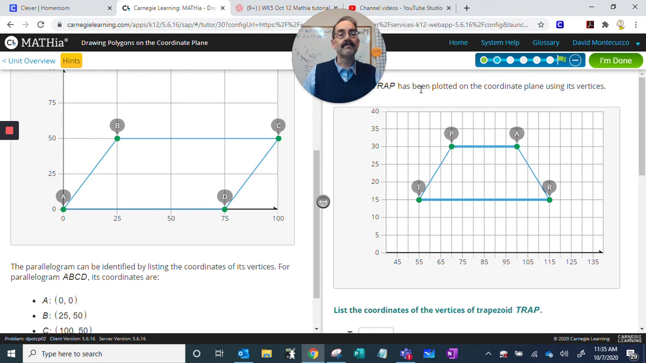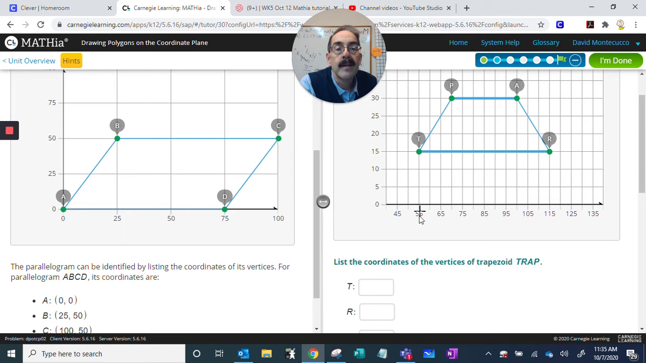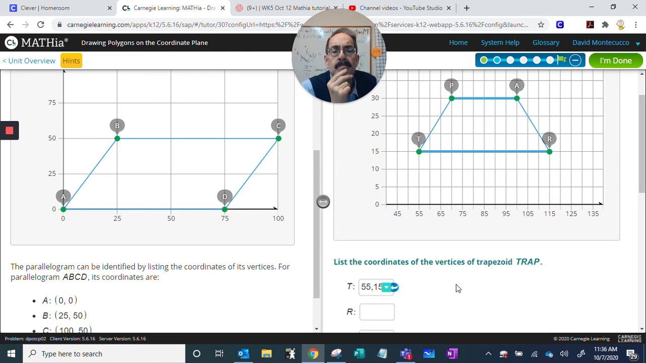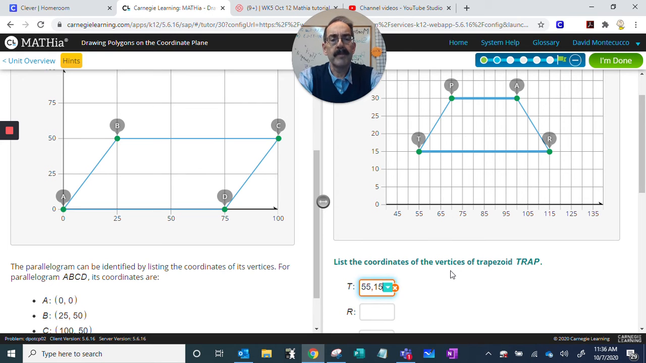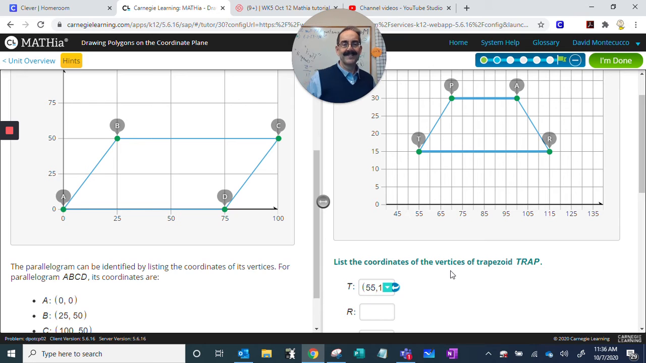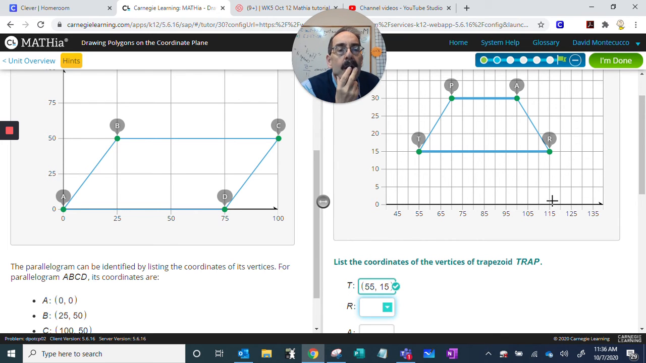TRAP, trapezoid TRAP, has been plotted on the given vertices. Okay, list the coordinate points of TRAP. T, X, comma, Y. Remember, it's always the horizontal first, vertical second. 55, 15. Now, I'll bet they're going to say, let's just try it. 15, comma, 50. Nope. Monty, what are you doing? 55, comma, 15. There we go. Now let's see if we typed it right or if we've got to put parentheses around it. Okay, I'm going to try parentheses. Aha. Bingo.